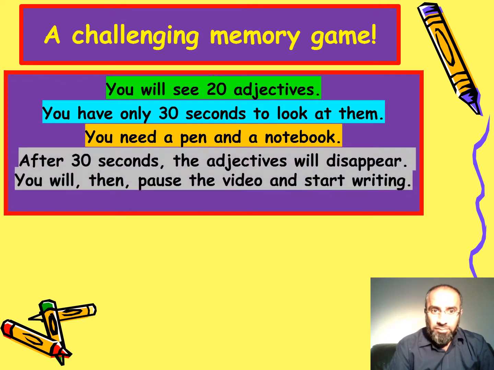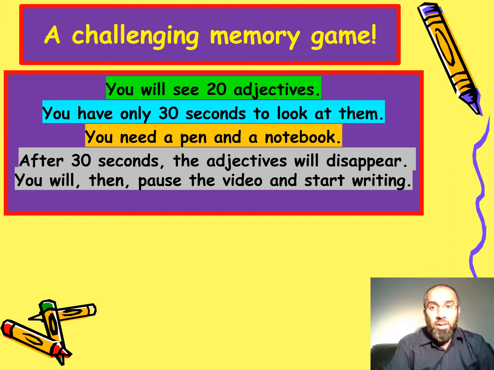So after 30 seconds, the adjectives will disappear. Magic, disappear. So you will not be able to see those adjectives. And then you will pause the video and you will start writing. You will need to remember all the 20 adjectives, or as many as you can, and write them down.